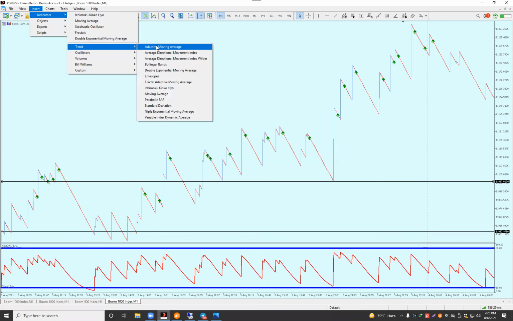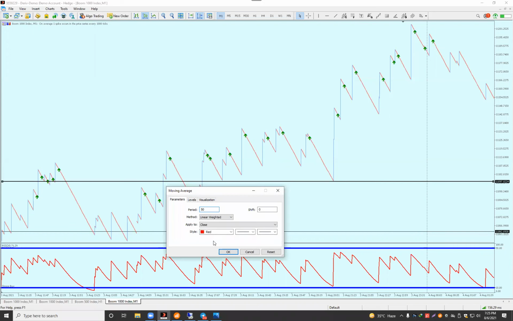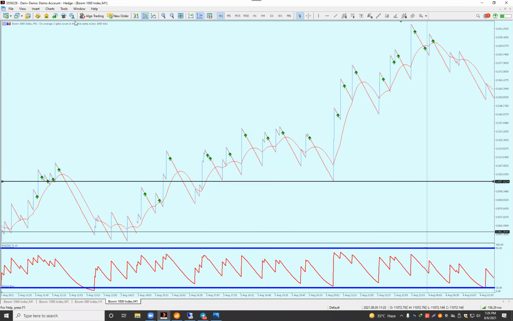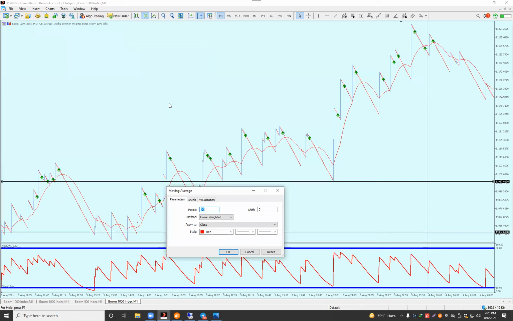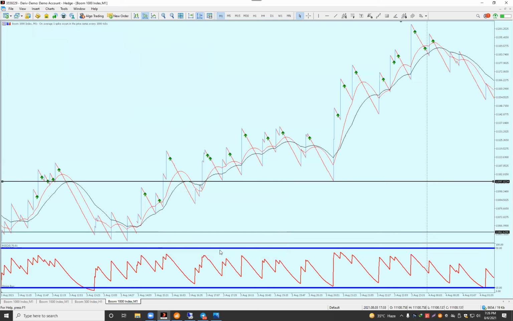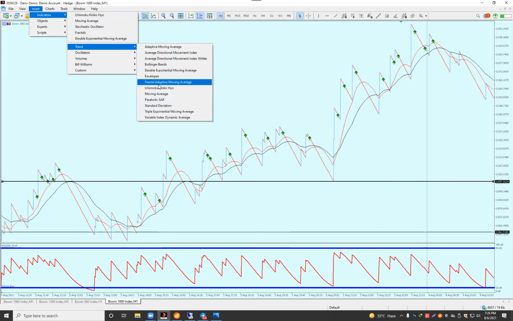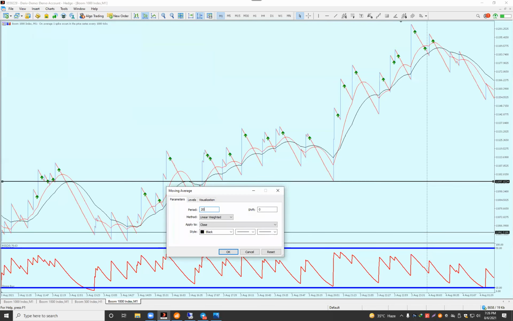We are going to use number one, 50 linear weighted, or you can use exponential, simple, smooth, any moving average you can use. A linear weighted we are using. And then another moving average we are going to use, which will be 100, with a different color. And a third moving average we will use, which will be the 200.